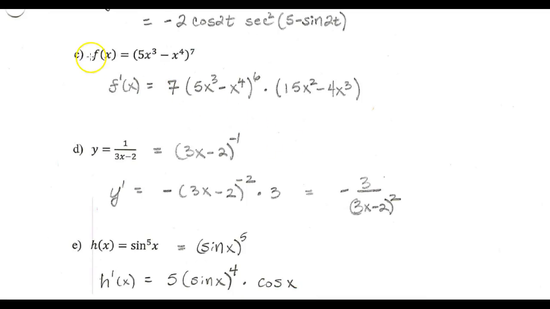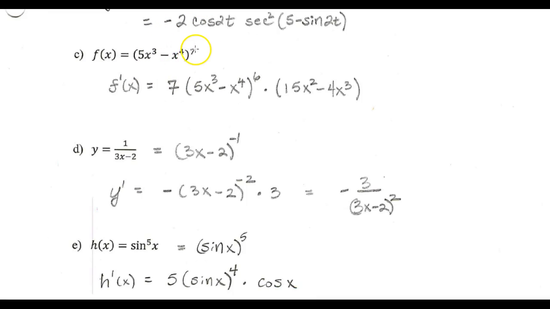All right, in our third part of this example, part C, we have f of x equals the quantity 5x cubed minus x to the fourth to the 7th power. So I think of my inside function here as being 5x cubed minus x to the fourth. My outside function is the quantity to the 7th, right? I hate to say x to the 7th because you get confused, but the outside function is this quantity here, but to the 7th power.